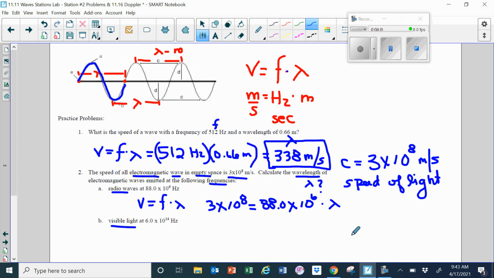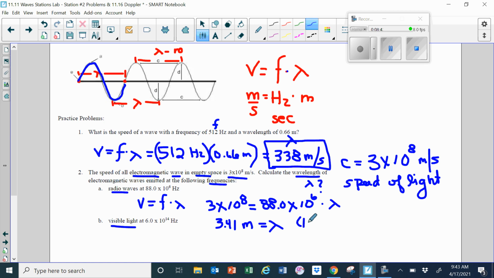The wavelength for this is 3.41 meters. That equals the wavelength. So the wavelength of this radio wave is 3.41 meters. You notice that's a fairly long wavelength. Radio waves are a long wavelength wave.